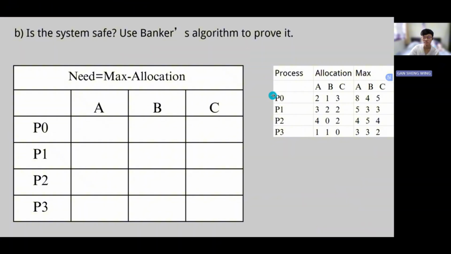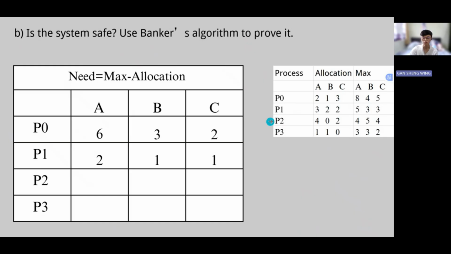So we look at P0, A. Max is 8, the allocation is 2, so 8 minus 2 is 6. And B, 4 minus 1 is 3. And 5 minus 3 is 2. So move on to P1. The P1 resource type A max is 5, the allocation is 3. 5 minus 3 is 2. And 3 minus 2 is 1. 3 minus 2, 1 also.